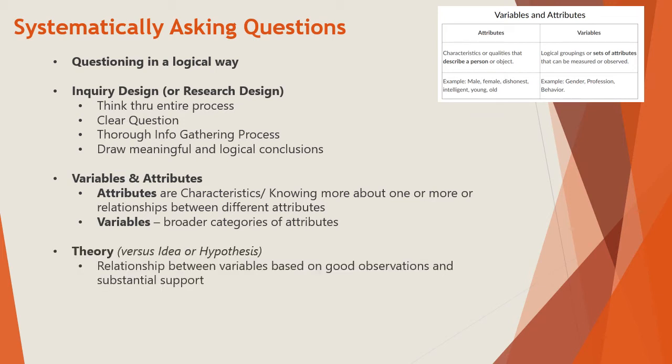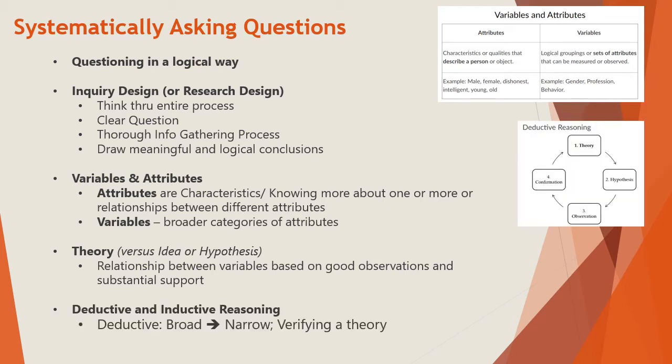Theory versus idea or hypothesis. These are three different kinds of concepts, and we use them almost interchangeably. And so it's important for you, I think, to know the difference, that a theory is really describing a relationship between variables based on good observations and substantial support. Okay, substantial support. That's really key here. Most of us create an idea or a hypothesis based on observation, but it's not a theory because we don't have the data collected. And this is really related to how we go about reasoning.